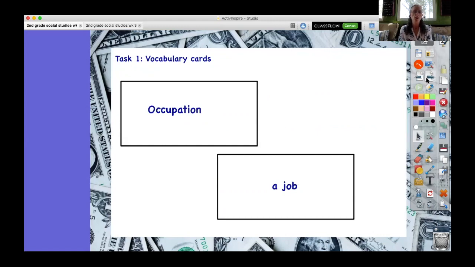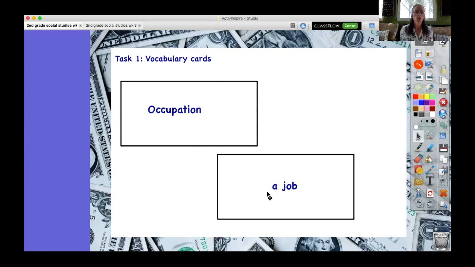All right, so let's talk about our tasks that you can do at home with your parents or even your brothers or sisters. The first task is to take those 16 vocabulary words and make vocabulary cards. Here's an example on the screen. You can see that I've used one side to write the word occupation and on the other side to write the word job. If you have index cards like this at home, you can use them and just write one word on one side and write the definition on the other card.